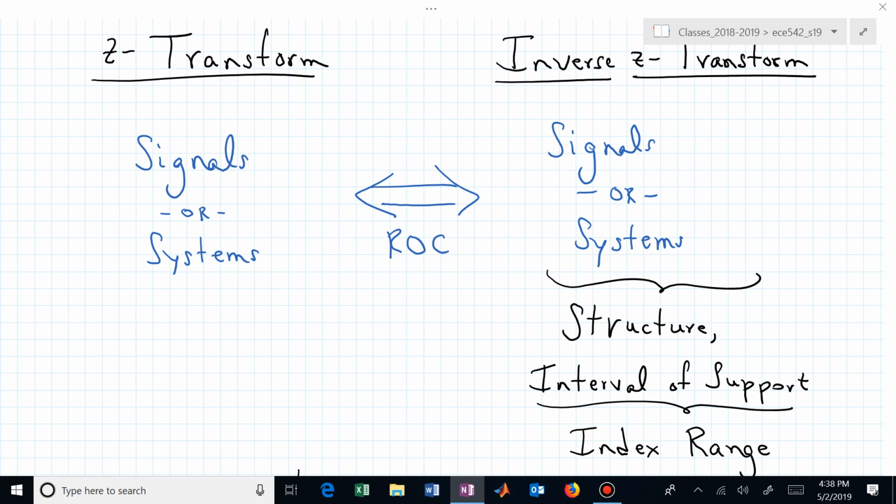Is it right-sided? Is it left-sided? Is it two-sided? Is it causal? Is it non-causal? All of those can be determined based on the region of convergence.